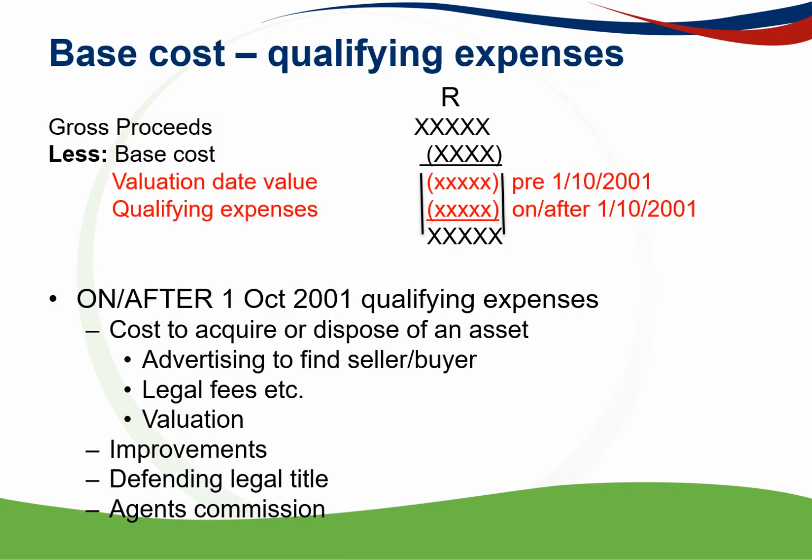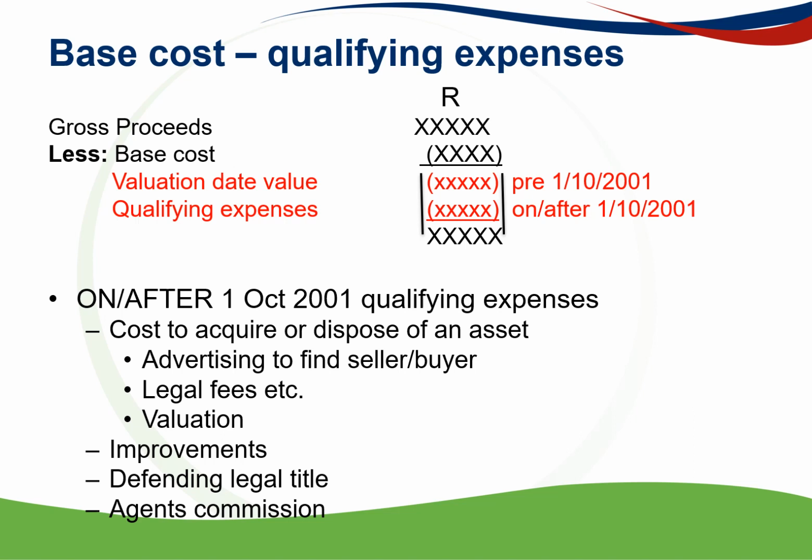Qualifying expenses that form part of the base cost. You get your gross proceeds, then you deduct your base cost, and it consists of your valuation date value if the asset was acquired before 1 October 2001. And then there are also qualifying expenses that were incurred on or after 1 October 2001. So for assets that were purchased on or after 1 October 2001, there won't be a valuation date value. There will only be qualifying expenses.